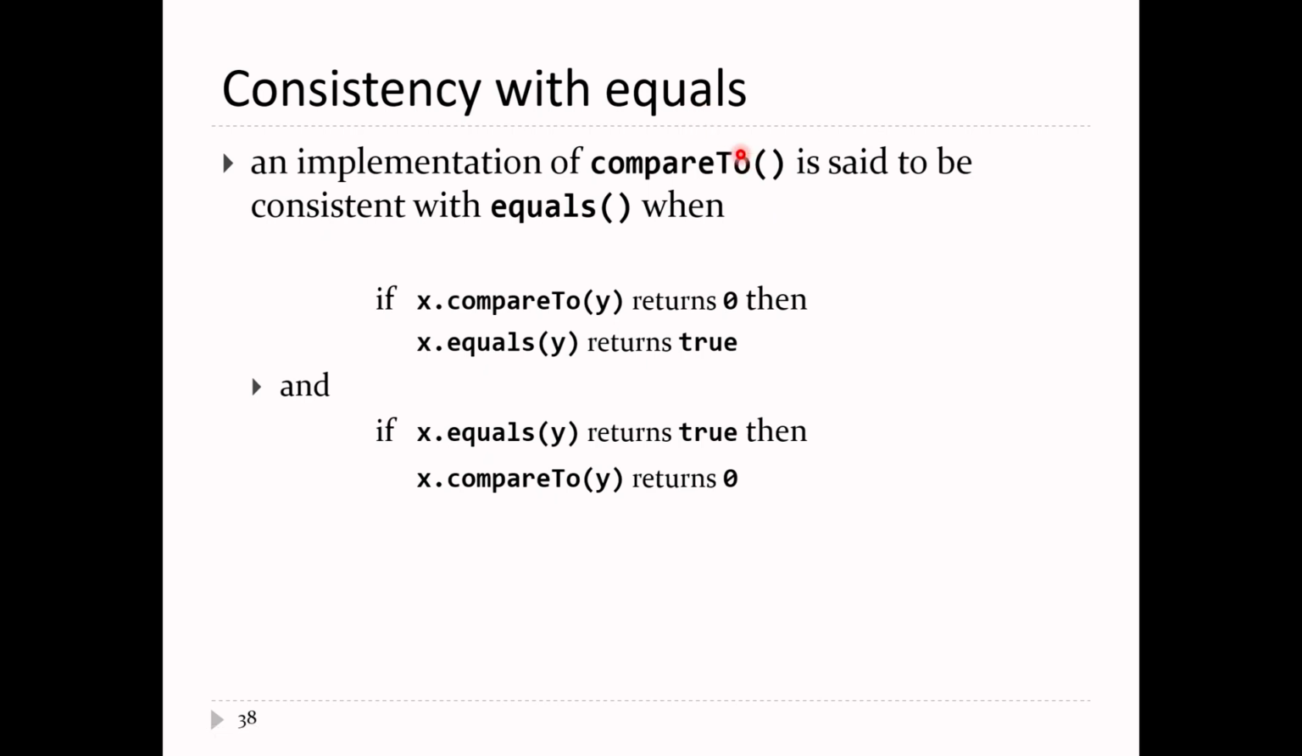With regards to what's going on with equals, compareTo is said to be consistent with equals. If x.compareTo(y) returns 0, then x.equals(y) is also true. And if x.equals(y) returns true, then x.compareTo(y) also returns 0. So compareTo is consistent with equals if and only if compareTo returns 0 when x.equals(y) is true.